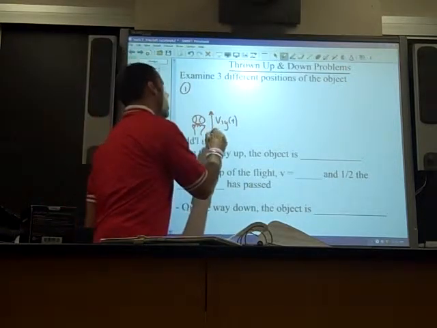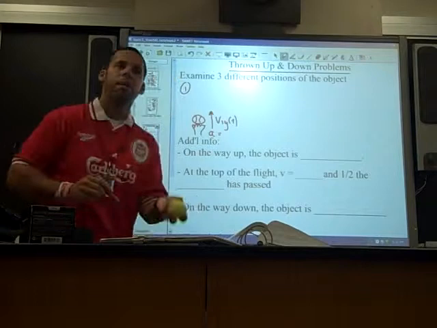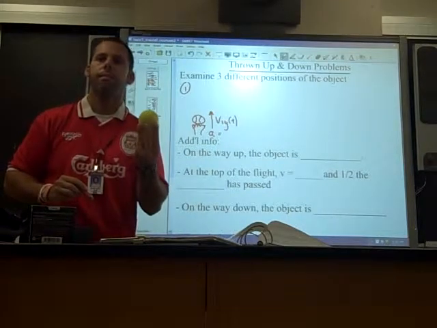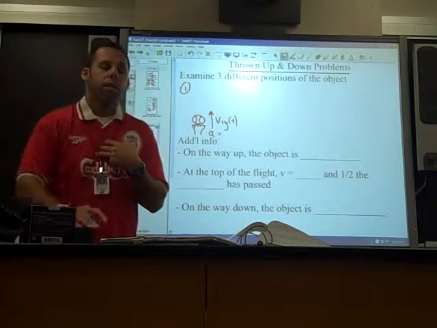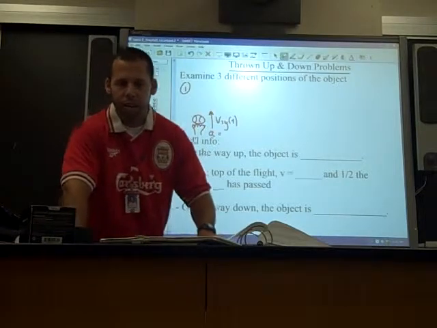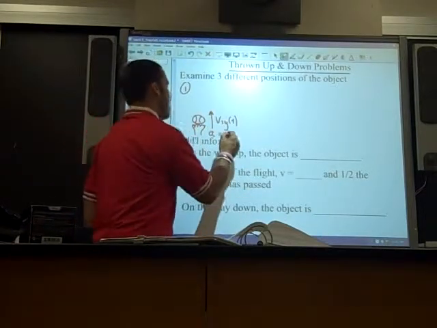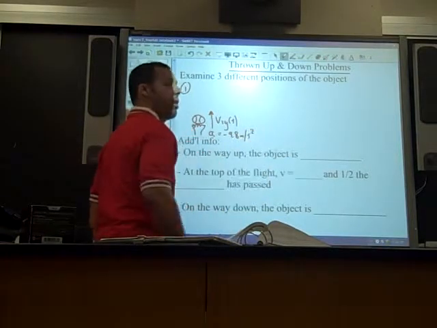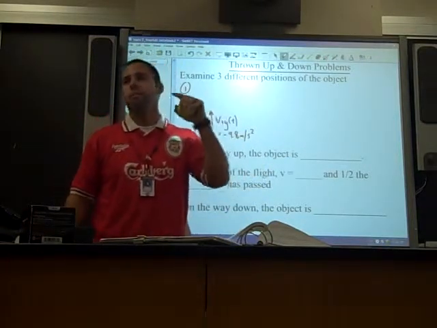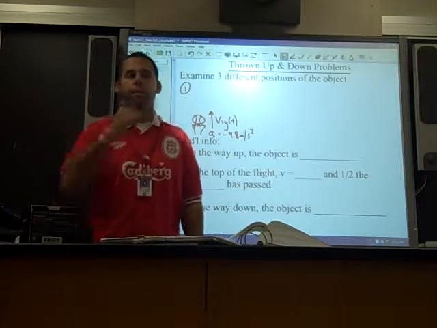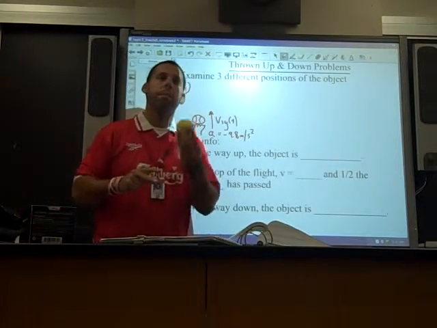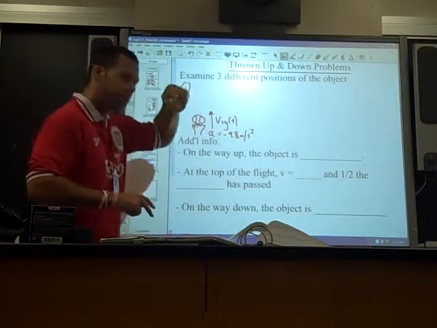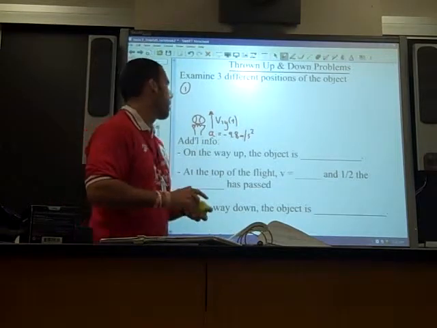What about the acceleration? As it's leaving my hand, what's the acceleration? 0. Gravity disappeared all of a sudden. No: negative 9.8 meters per second squared. This is acting in what direction? Downward. So that's, again, my sign convention. Up is positive, down is negative. Acceleration in the y direction is negative 9.8.